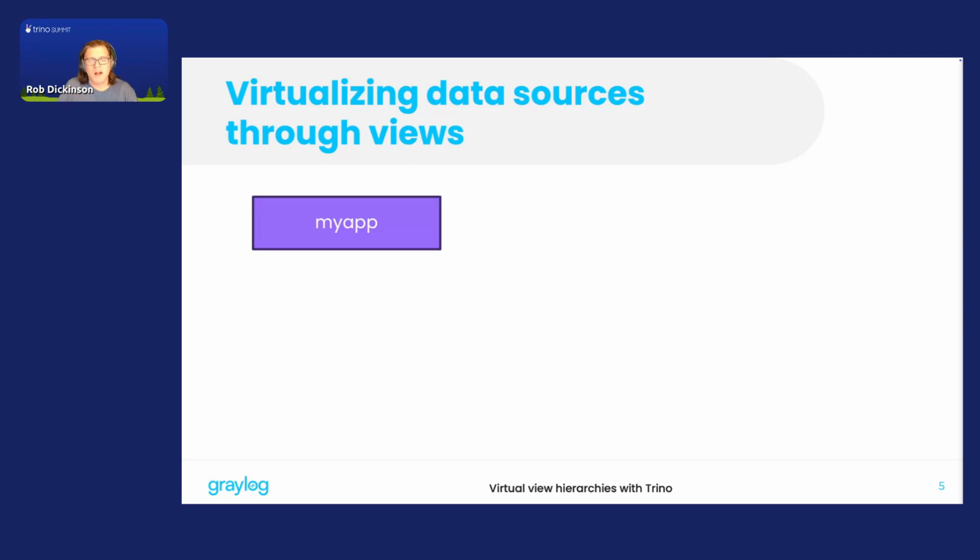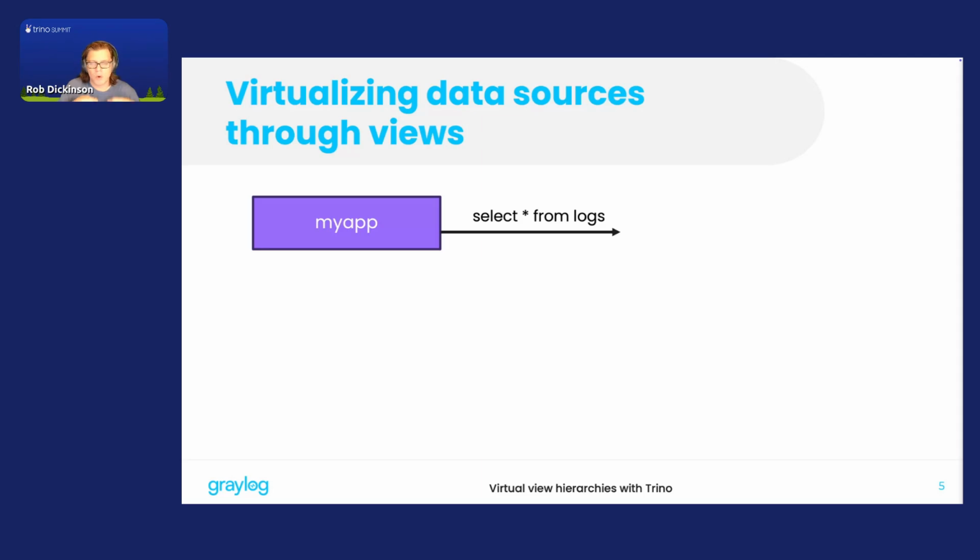So the key concept here with virtual views is that we're virtualizing those data sources. So we want to hide our data sources by using these views and using these views creatively. So let's pretend that I'm building an application and I'm going to prototype this application. And that's the My App application. And I want to keep this really simple from the application perspective.